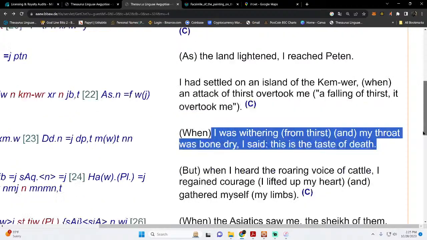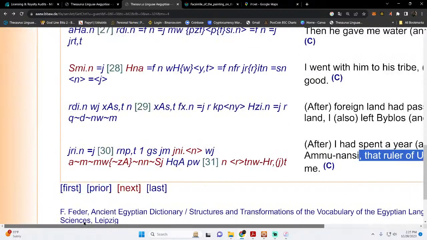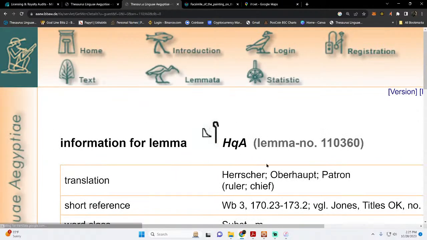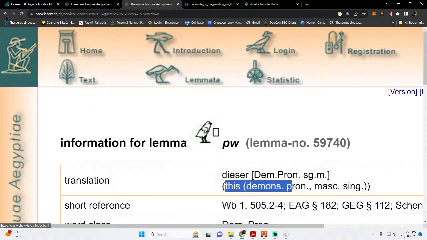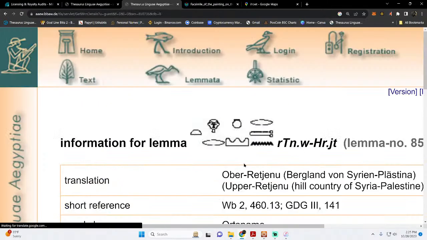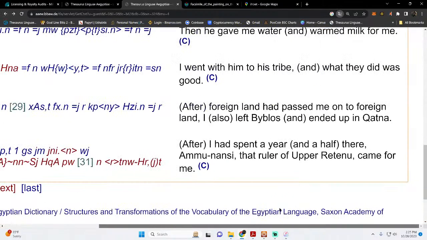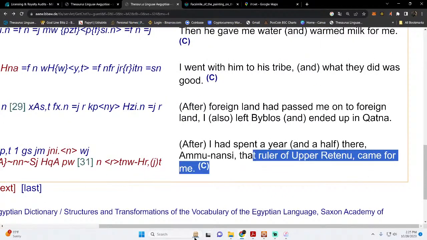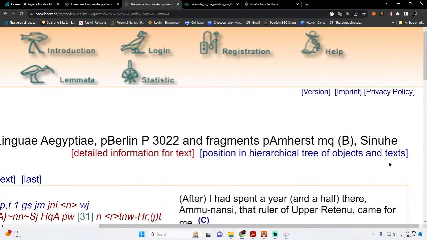And when I was withering from thirst, this Amu, the king, the ruler of upper Retenu. Now look here. This is how you know Heka, Hyksos ain't a people, because you got to know the application of Heka. Look at Heka here. It simply means a ruler, right? So if he was the ruler of Hekau, the ruler of what? Retenu. Of upper Retenu, of the hill country of Syria. So we clearly know he was with the ruler of the hill country of Syria who came for him, as he says. I got this story so long, but now I'm trapped in it. But I'm gonna just skip to the part that was relevant.